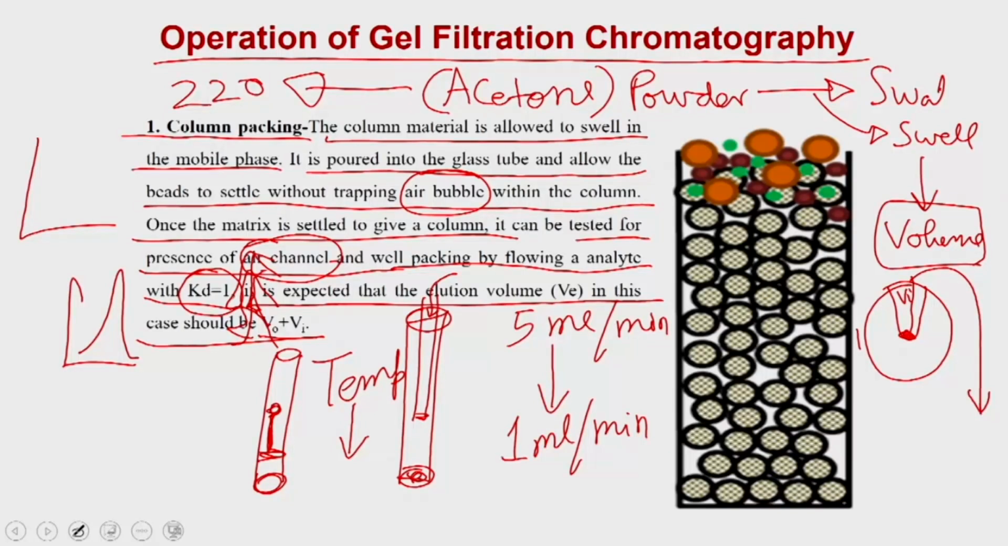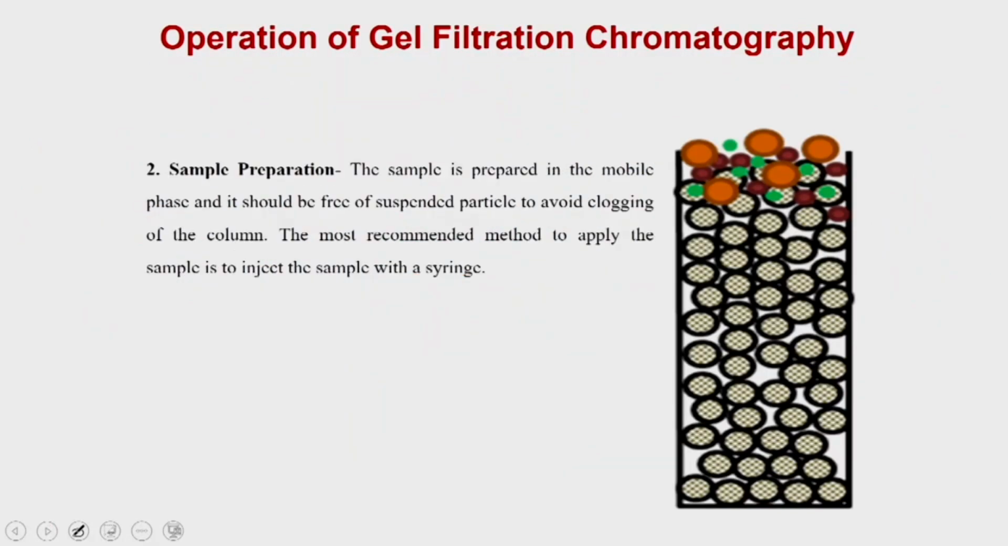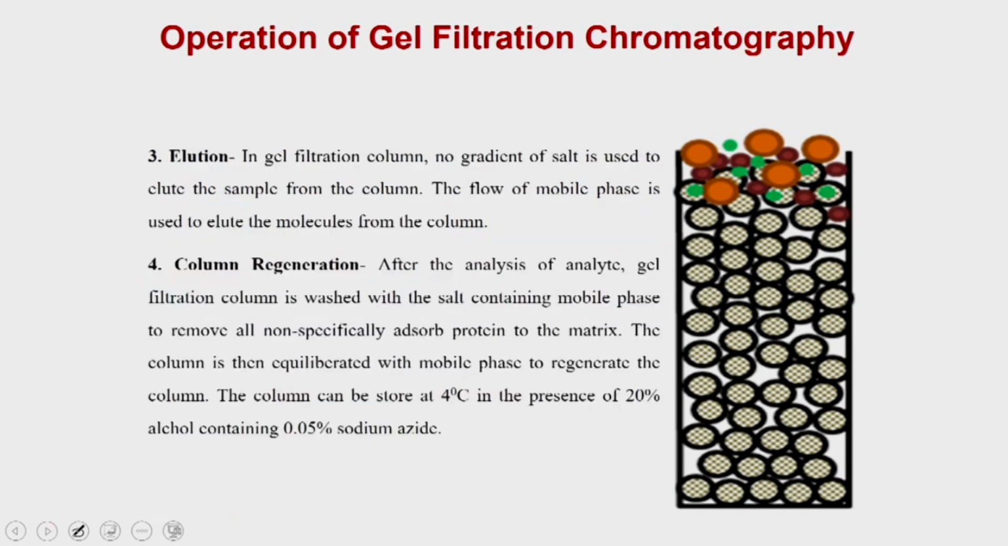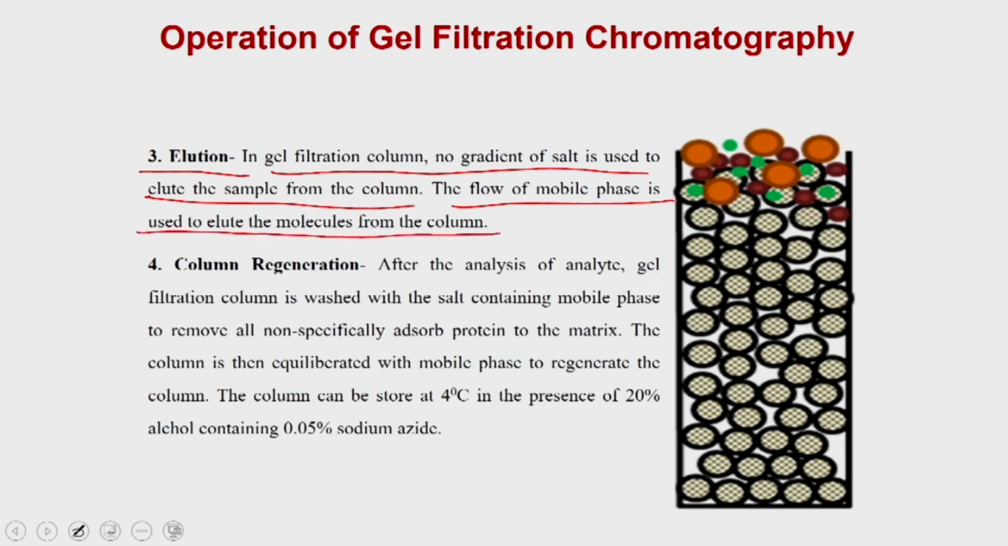Now, once the packing is over, you can load the column and prepare the sample in your mobile phase. Whatever the condition of your mobile phase, you have to ensure that it is free of suspended particles so that the column is not clogged. The most recommended method to apply the sample is to inject it with a syringe. Once you are done, you can do the elution. Compared to ion exchange chromatography or hydrophobic interaction chromatography, in gel filtration there is no salt gradient to elute the sample from the column. The flow of mobile phase is used to elute the molecules from the column.